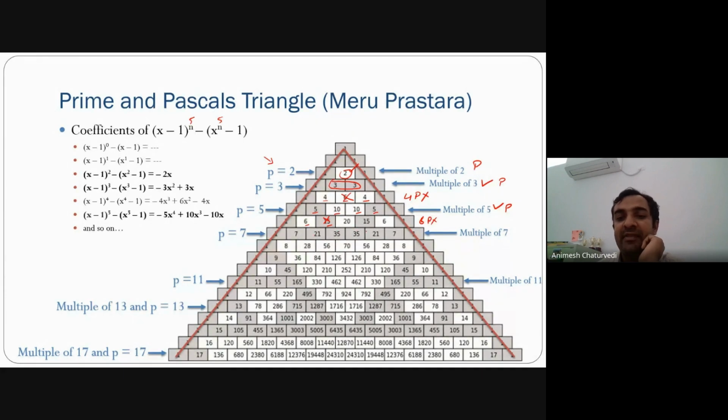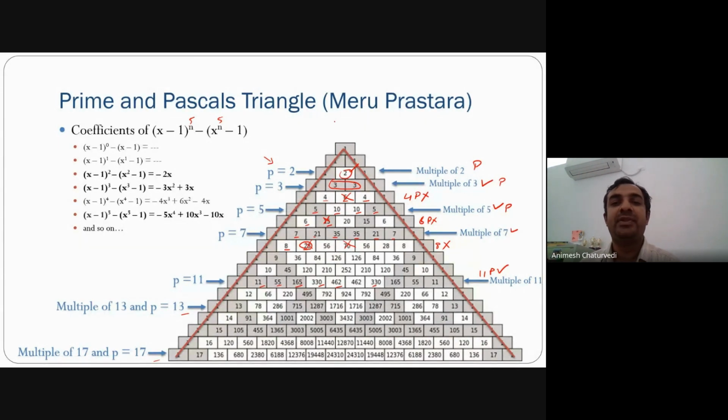And keep on doing this. 7 is also the same. If you see 7, 21, 35, 35, 21, 7, they are all multiples of 7. If you see 8, 28 is not a multiple of 8. 70 is also not a multiple of 8. So 8 is not a prime. Got it? This is how you discover. Again, coming to 11: 55, 165, 330, 462. These all are multiples of 11, and 11 is a prime number. Got it? So up to 13, 17, all these things are given.